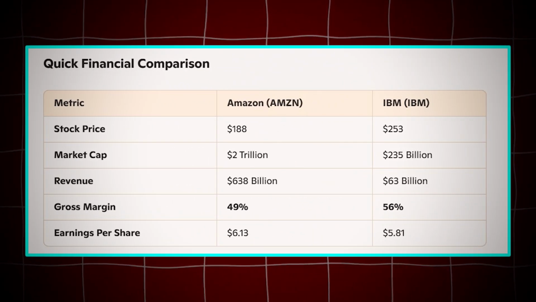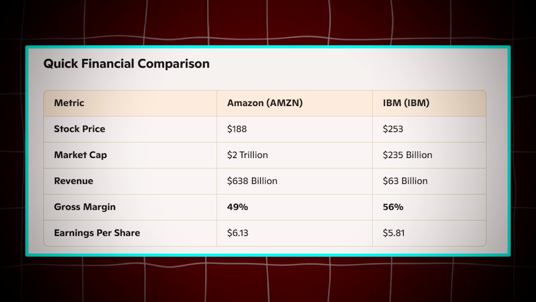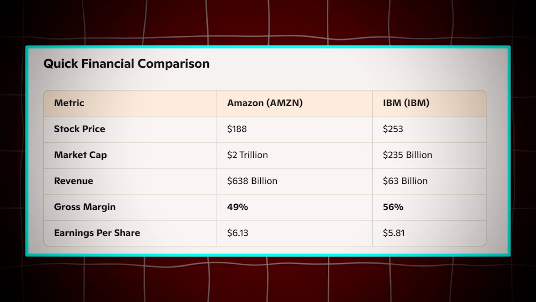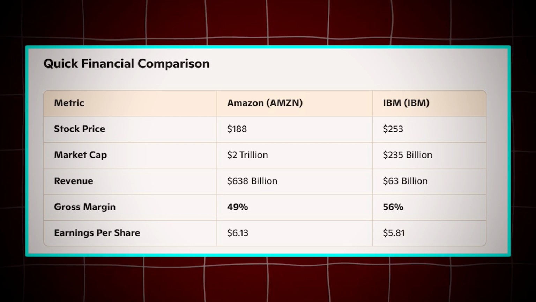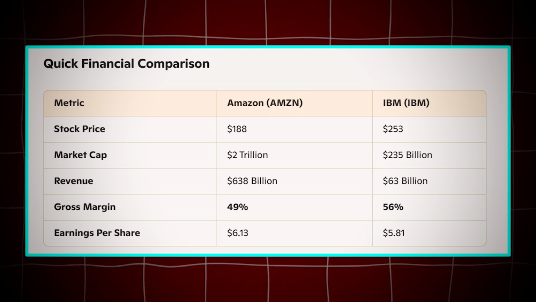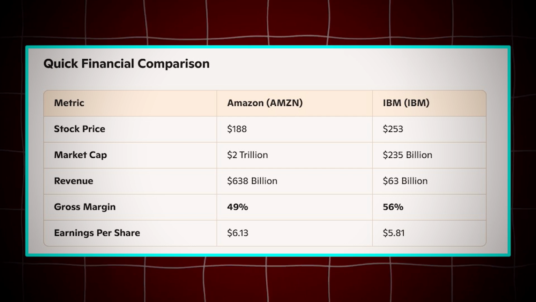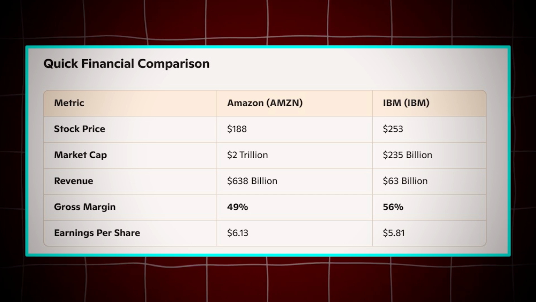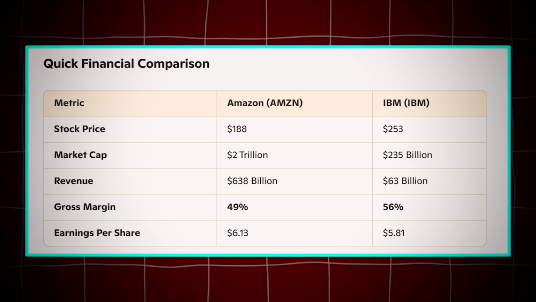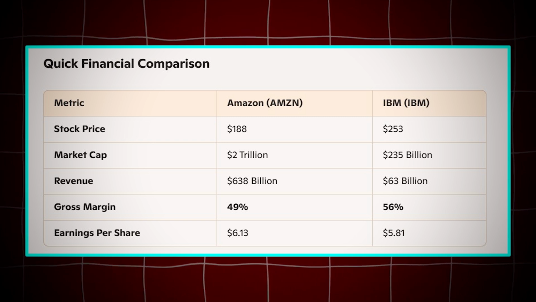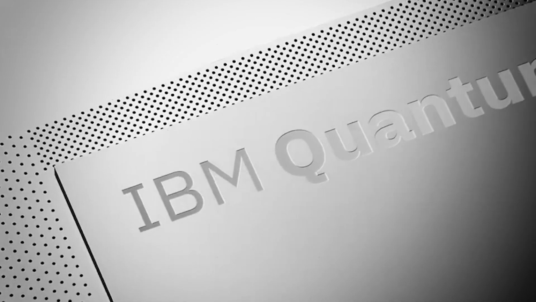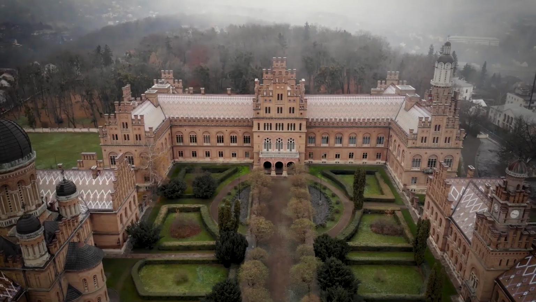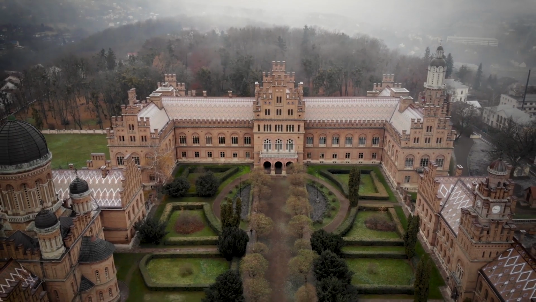Quick financial comparison. Metric: Amazon, AMZN, IBM, IBM. Stock price: $188, $253. Market cap: $2 trillion, $235 billion. Revenue: $638 billion, $63 billion. Gross margin: 49%, 56%. Earnings per share: $6.13, $5.81. Interestingly, while Amazon is larger in scale, IBM edges out Amazon in gross margin and generates comparable earnings per share, despite operating on a much smaller revenue base.